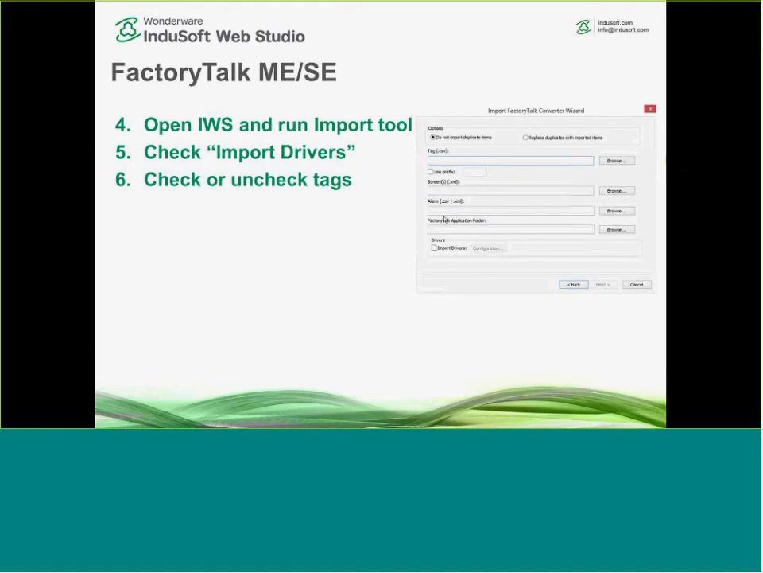Now, this one is quite possibly that same tag folder. As I mentioned, I haven't done the actual export from FactoryTalk before, but you'll see that CSV file and then browse to that directly, get that file. And then you have to choose the FactoryTalk application folder where that lives, and whether or not you want to use the drivers and whether or not you want to import those.